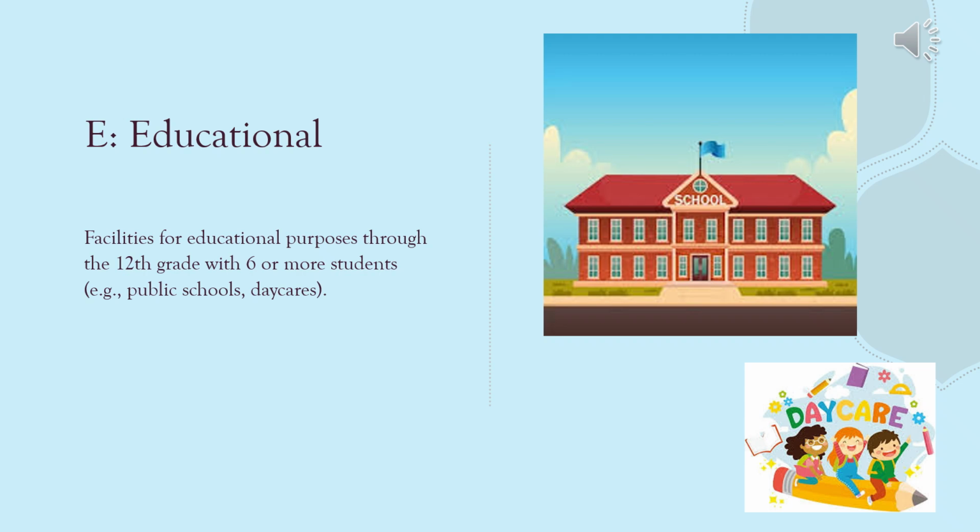Type E is educational. These are facilities for educational purposes through the 12th grade with 6 or more students. The one thing to keep in mind here is it will include daycare centers, but it does not include universities.